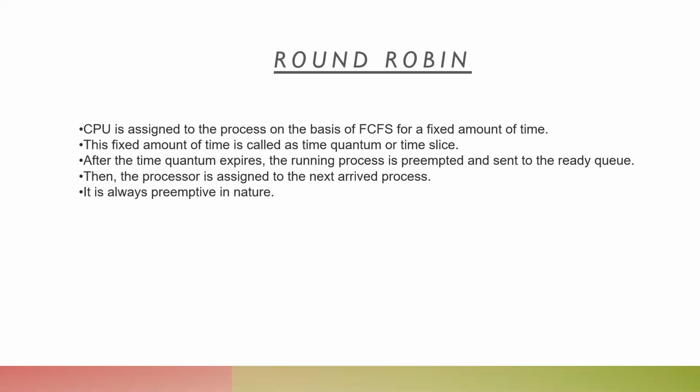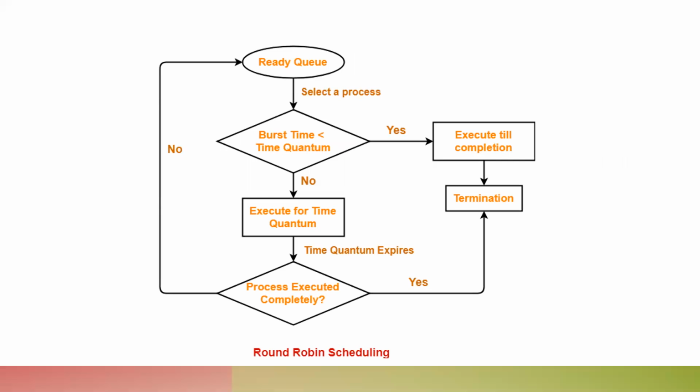After the time quantum expires, the running process is preempted and sent to the ready queue. So after the given time quantum expires while running a program, if the program is still not completed, then the process is preempted and sent back to the ready queue. Then the CPU is assigned to the next arrived process according to FCFS, that is first come first serve. Round robin is always preemptive in nature, whereas a priority based algorithm can sometimes be non-preemptive in nature.